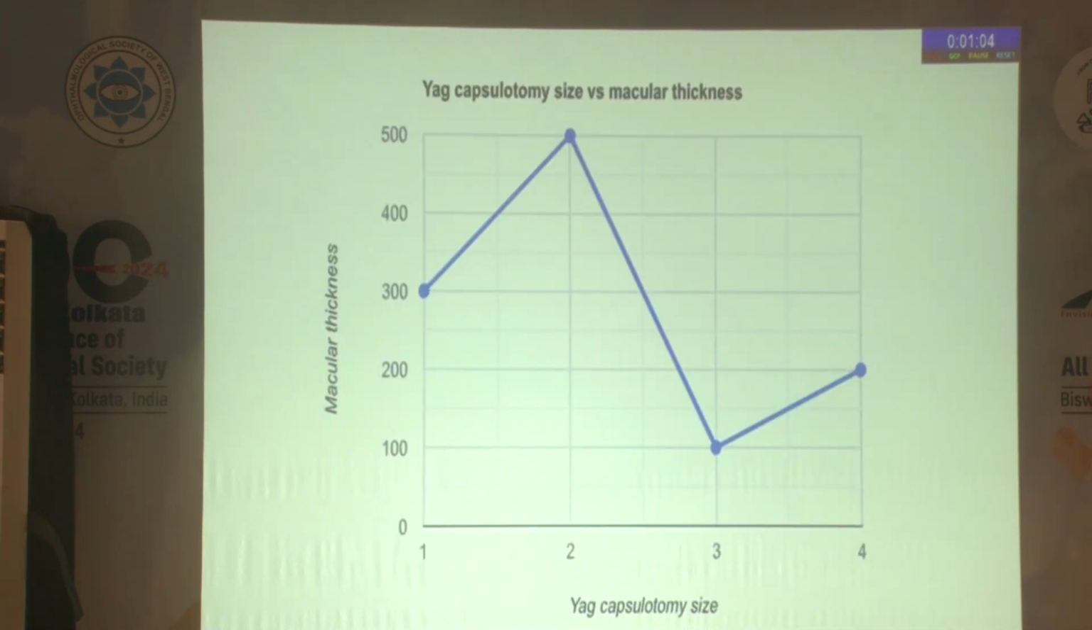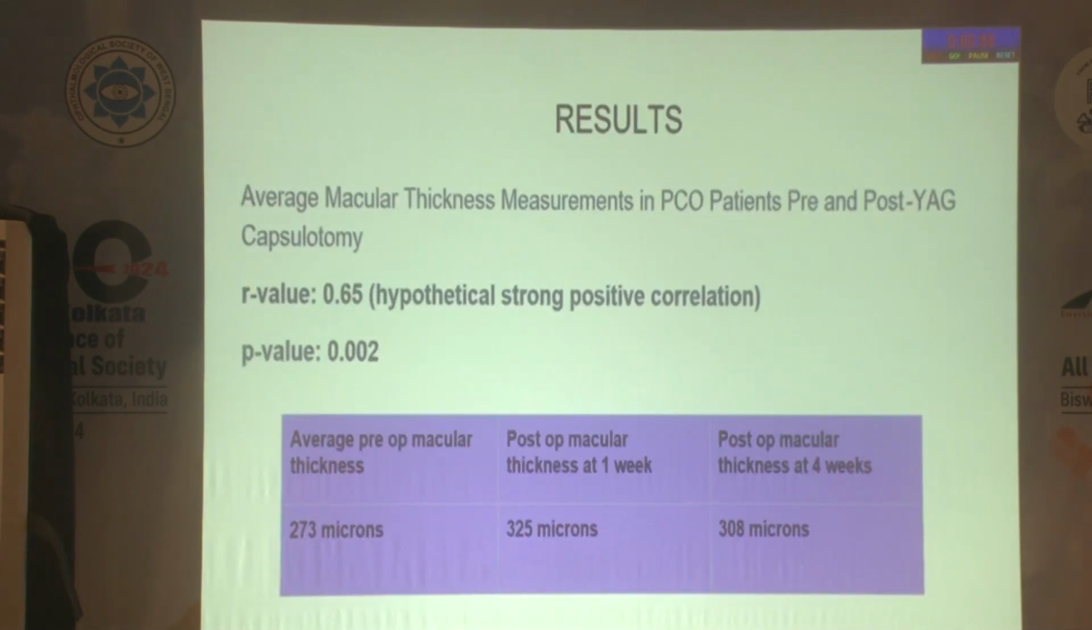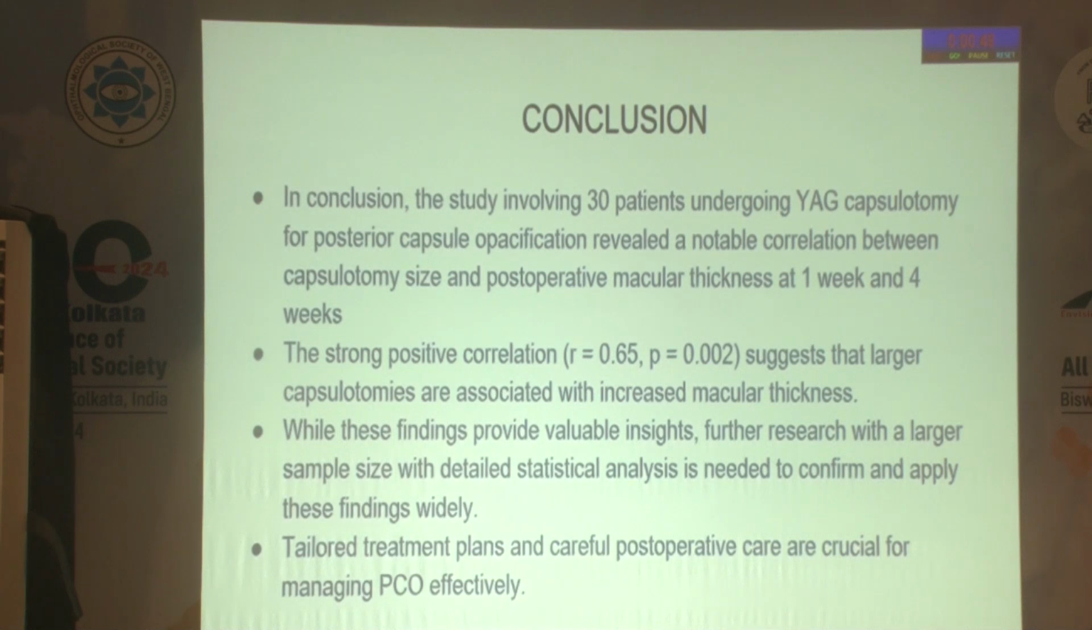We have seen that in most of the patients with a capsulotomy size between 2 to 3 mm, there is an increase in the macular thickness. The R value of our study is 0.65, the P value is 0.0002, and these are the post-op and the pre-op macular thickness.